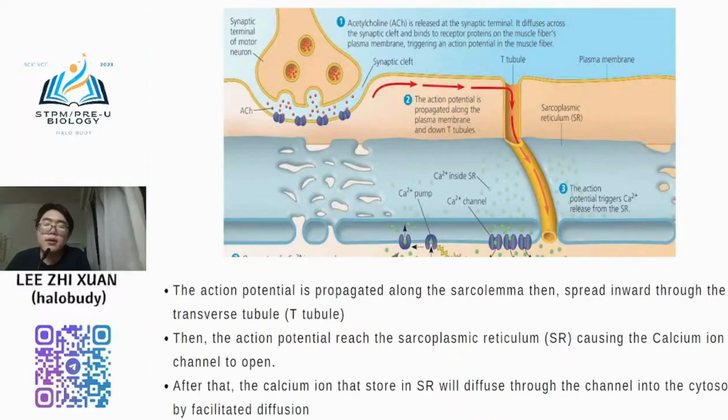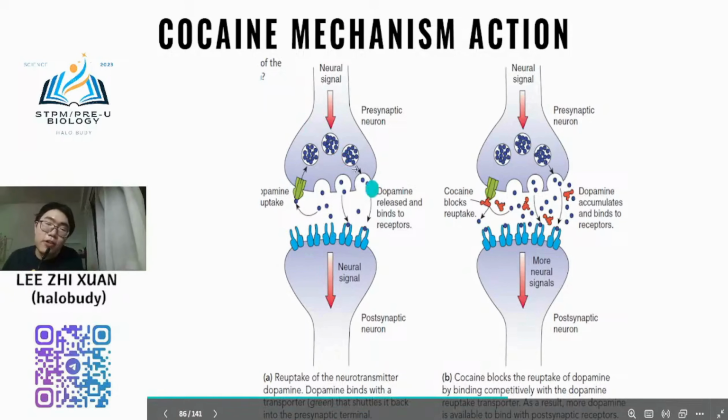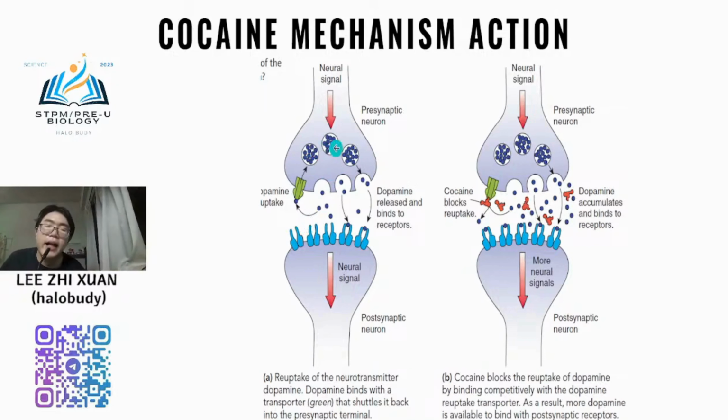Okay, so in cocaine, how does cocaine play the role? It inhibits the action of the dopamine. So in this diagram, the left hand side is the normal situation of the synapse. You see a presynaptic nerve containing dopamine, and once the neural signal is released, dopamine will be released, and then it will bind to the receptor on the postsynaptic neuron, right? I already mentioned the neurotransmitter cannot stay along the synaptic cleft. It needs to recycle back again.